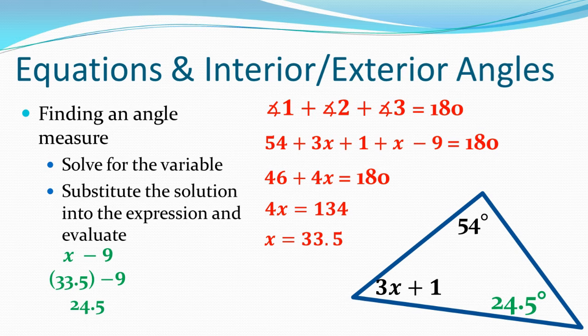I could do the same by taking 3x plus 1 and substituting in 33.5 again. 3 times 33.5 plus 1 gives me 101.5. It means I have an angle measure of 101.5 degrees. If I wanted to check this, I could add up all three of those values, and I should end up with 180 degrees.